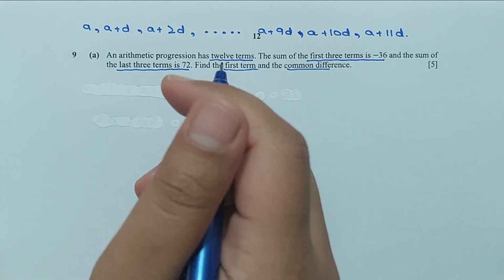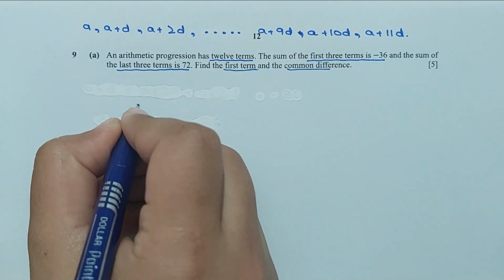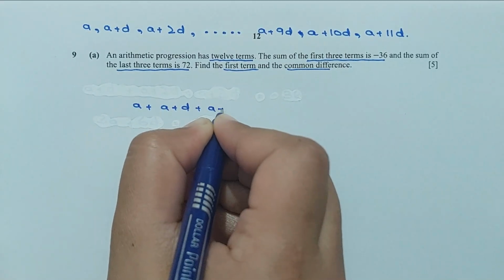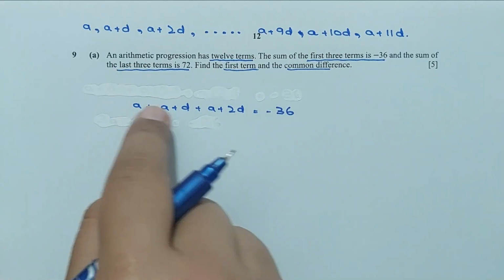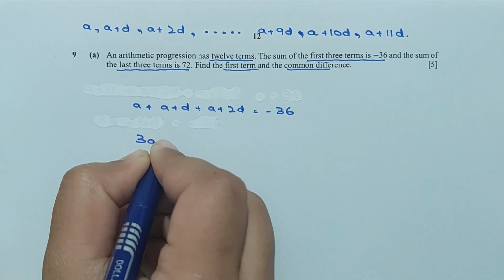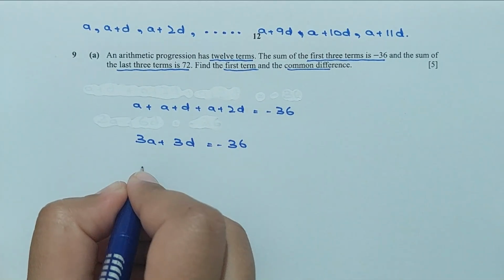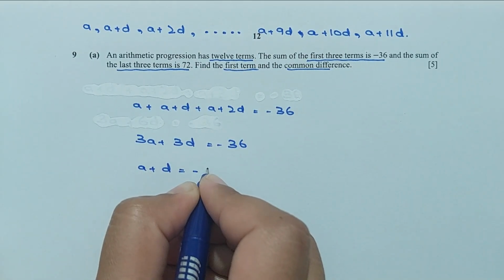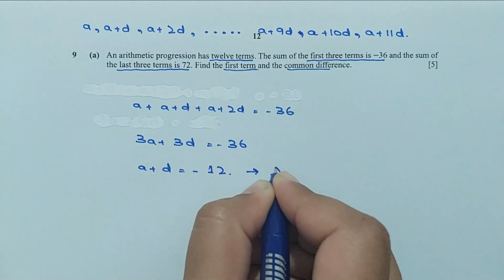These are the terms. The sum of the first 3 terms is negative 36. The first term is a, then a plus d, and a plus 2d. This is negative 36. So we have 3a plus 3d equals negative 36, or we can say a plus d is equal to negative 12. 3 times 1 is 3, 3 times 2 is 6. This is my first equation.